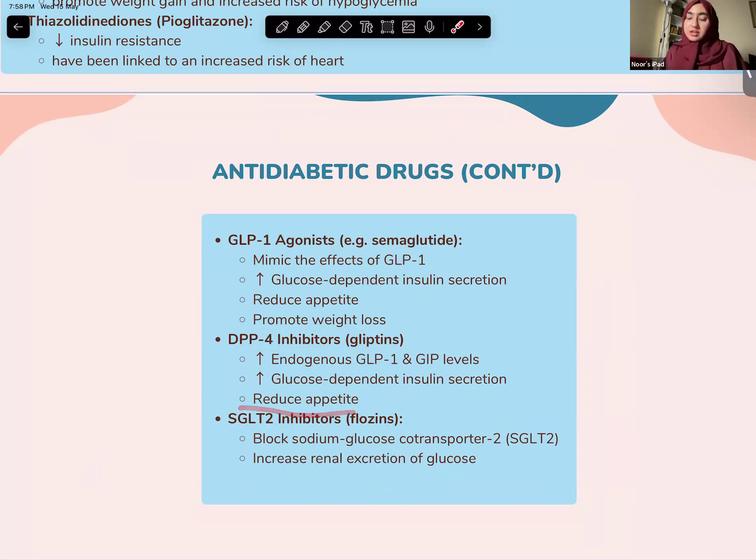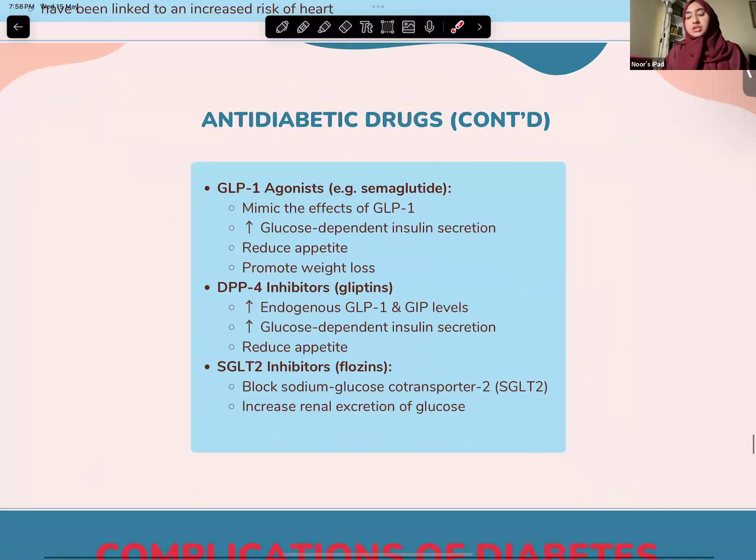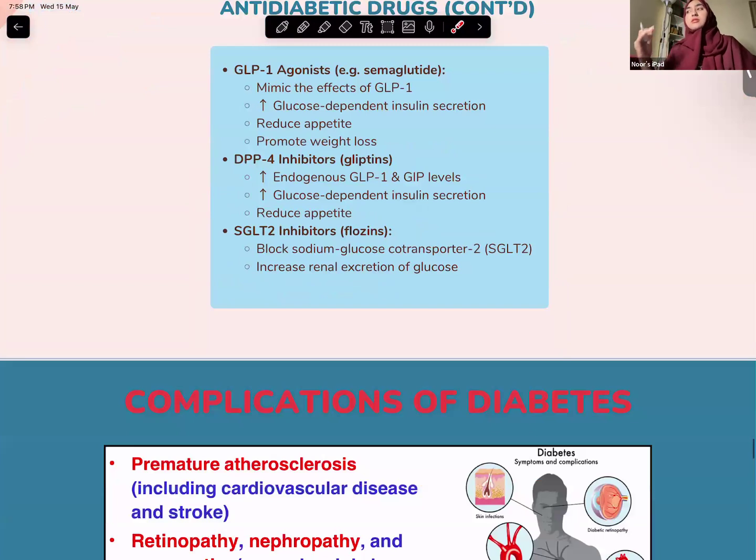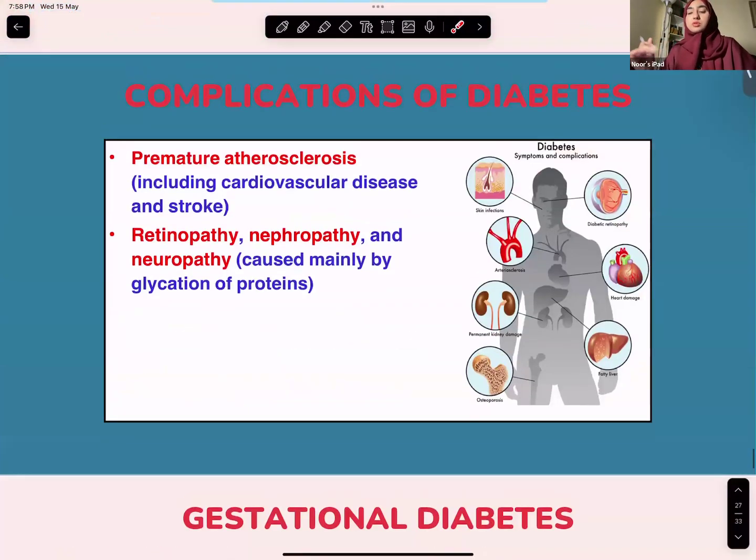It also reduces appetite. SGLT2 inhibitors basically block the sodium glucose co-transporter, and it increases the renal excretion of glucose. So more and more glucose that was being accumulated in your body, forming a condition called hyperglycemia, you can give this, and there is going to be increased renal excretion of glucose, and glucose will be leaving your body through urine. So it will help you decrease the level of glucose.